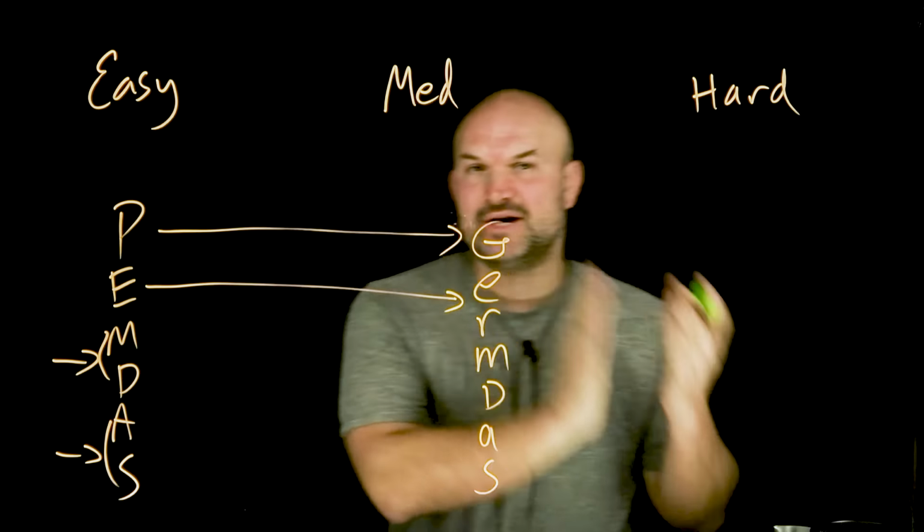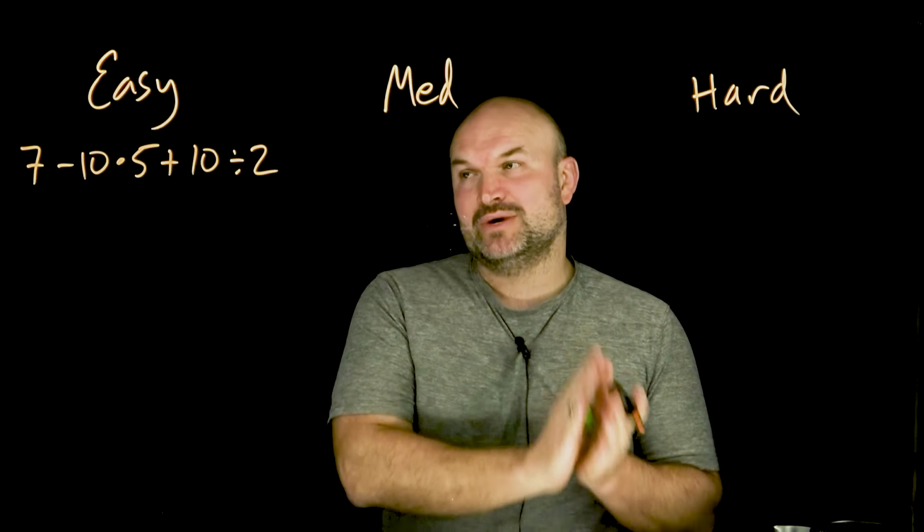Okay, so on the first example, we have 7 minus 10 times 5 plus 10 divided by 2. Now this is an easy example. We don't have any grouping symbols. We don't have any powers. We just need to understand, all right, we always need to look at multiplication and division first, and we always want to go left to right.